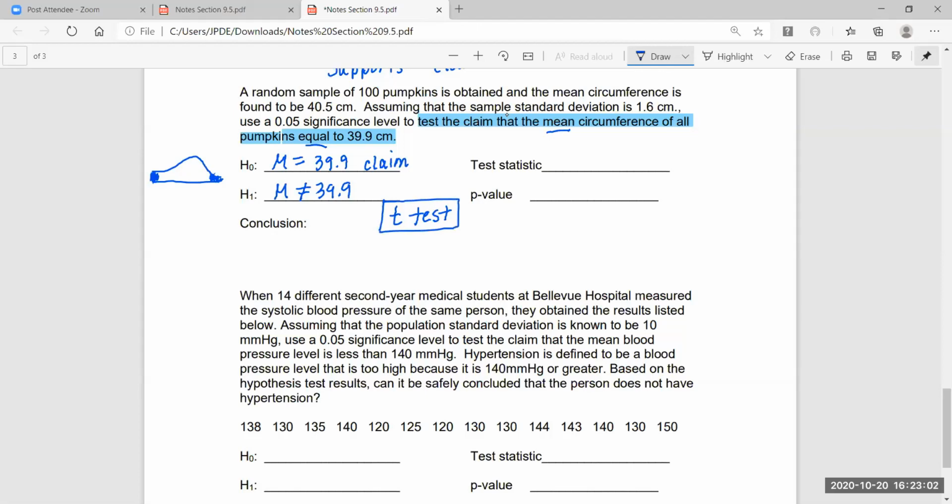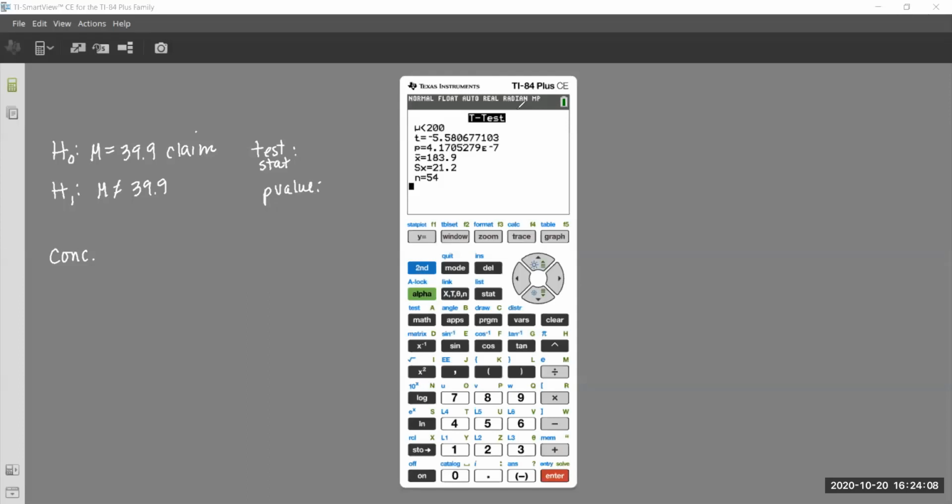Go over to the calculator. So looking at this problem, we know we're doing a t-test again. We'll go to stat, go over to tests, t-test. Again, did we have a list of data? No, that'll be our next example. So we have statistics, which should be locked in. Our H sub O, our null, has a mean of 39.9. So this amount would be 39.9. The sample mean was given to us in the problem, and the mean circumference is 40.5. Let me go back there. Sorry about that, guys. T-tests, there we go. So statistics, 39.9.